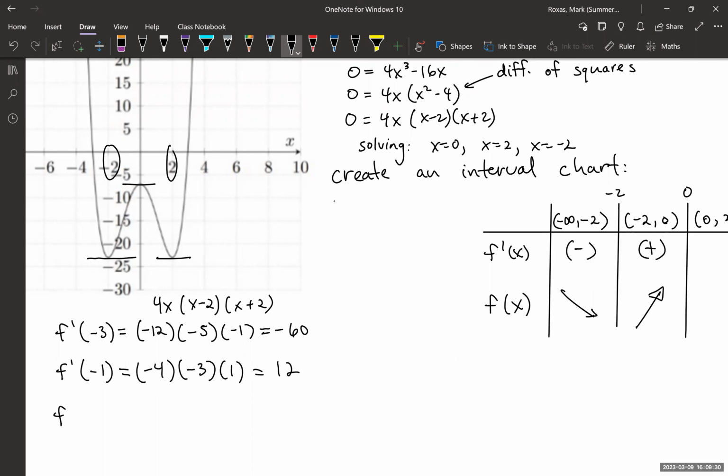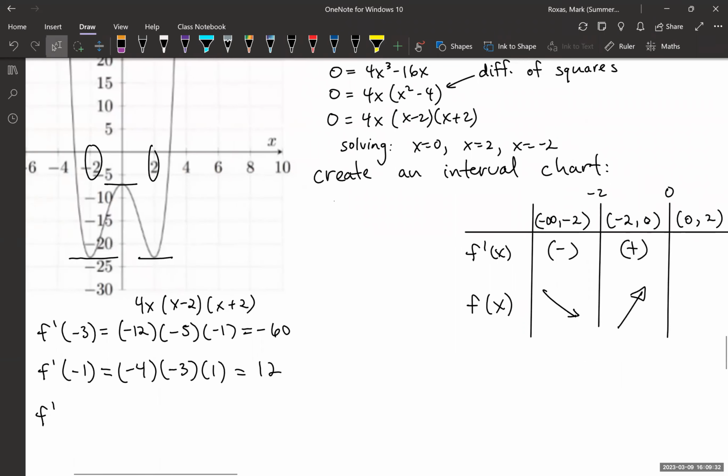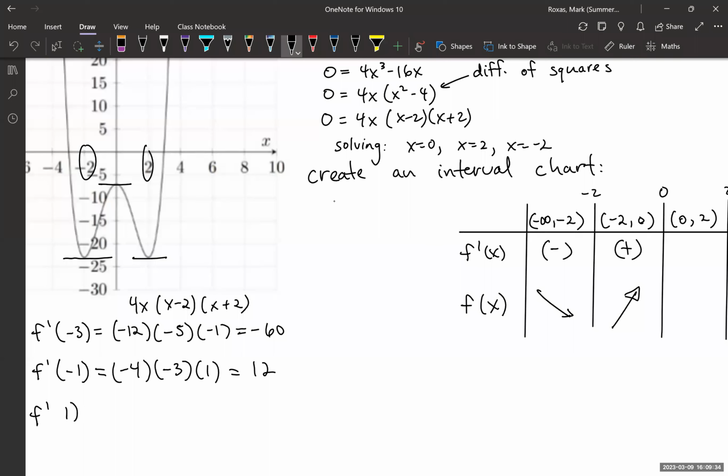And then for the next interval, 0 to 2, I'll just pick f prime of 1. Plugging in 1, I'm going to get 4 times negative 1 times 3, and that's going to be a negative 12. So the next interval is negative, and the function's decreasing.